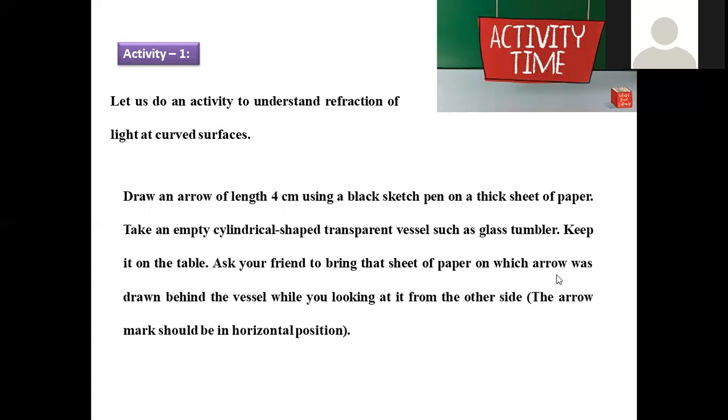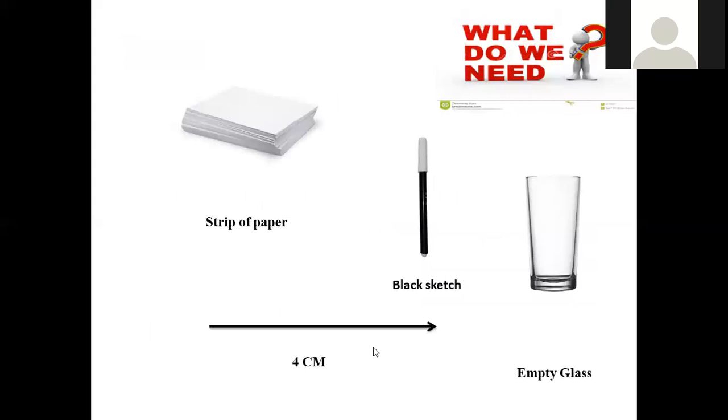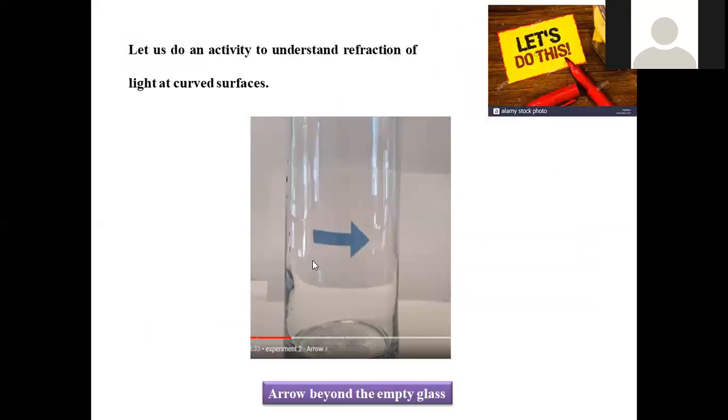Then these are kept on the table. Ask your friend to bring the sheet of paper with the arrow drawn on it and place it behind the vessel. Now we look from the opposite side with respect to the arrow. What kind of inferences are we going to draw? In order to do this activity, the things we need are a plain paper, a black sketch pen, and an empty water glass, which should be a cylindrical transparent one. We draw the 4 centimeter arrow on this paper.